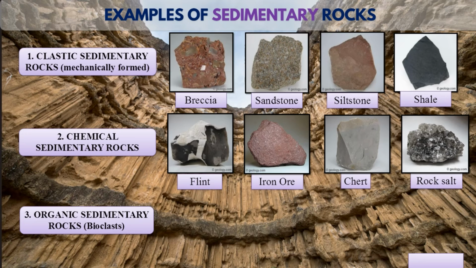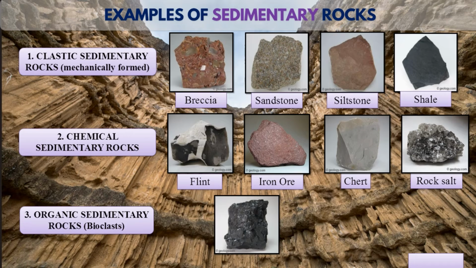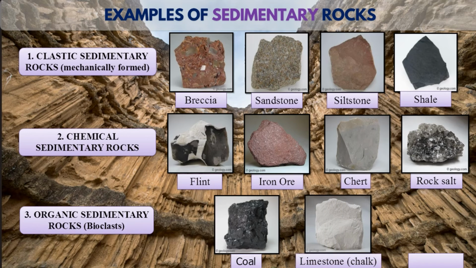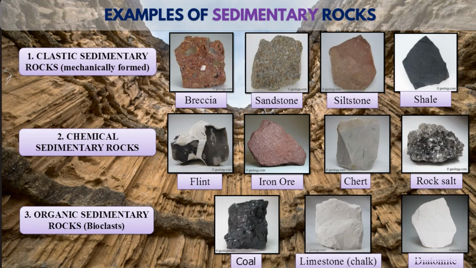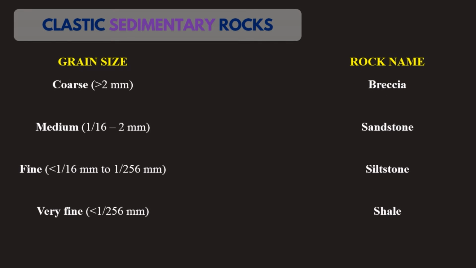And lastly, we have the organic sedimentary rocks. The common examples of this type of rock include coal, limestone, chalk, and diatomite. Again, these are the common examples of sedimentary rocks. These are the three types of sedimentary rocks: the clastic sedimentary rocks, the chemical sedimentary rocks, and the organic sedimentary rocks. In terms of texture of sedimentary rocks, the clastic sedimentary rocks may exhibit a coarse grain texture.